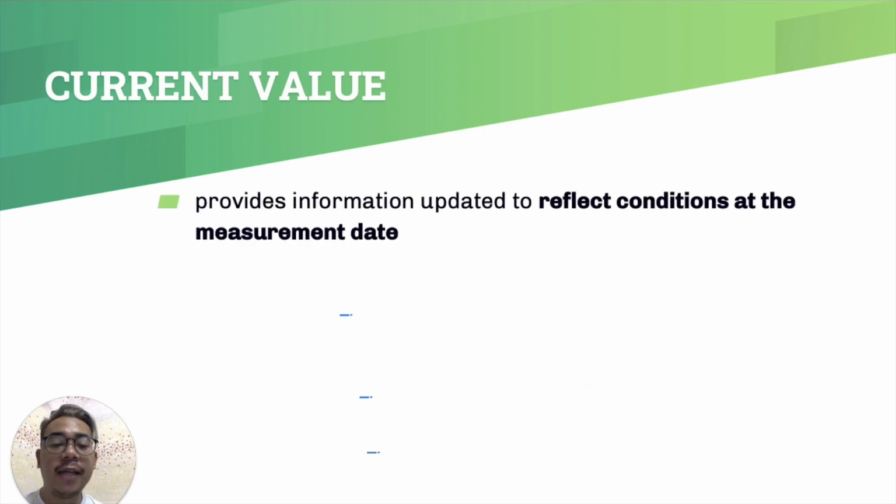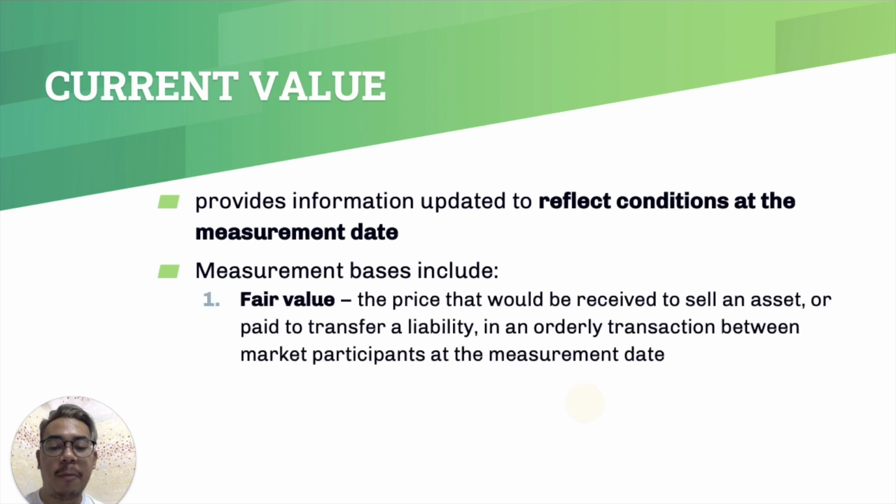Current value provides information updated to reflect conditions as of today or at the measurement date. Kaya nga siya tinawag na current value. Under this measurement, we have the following. Number 1, the fair value. This is the price that would be received to sell an asset or paid to transfer a liability in an orderly transaction between market participants at the measurement date. So anong conditions ang kinoconsider natin when we use fair value? We consider the expectations of the market participants or yung mga nasa market.